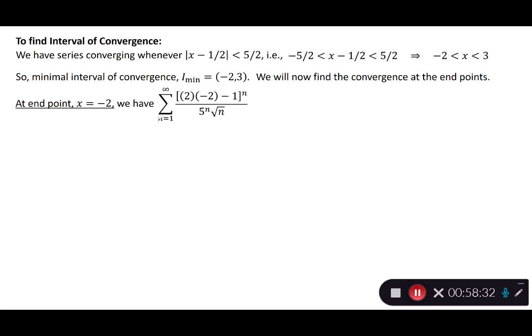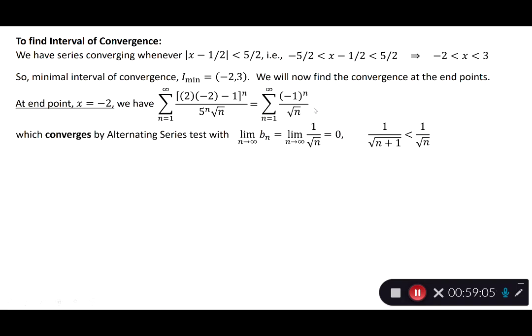At negative 2, we have the quantity 2x minus 1 raised to n. So for that x, I'm plugging in x equals negative 2. So 2 times negative 2 minus 1. So that becomes negative 5, the quantity raised to n. And negative 5, the quantity raised to n, can be written as negative 1, the quantity raised to n, times 5 to the n. The 5 to the n cancel, and it just reduces to this. Does the series converge? Apply the alternating series test and this series converges.